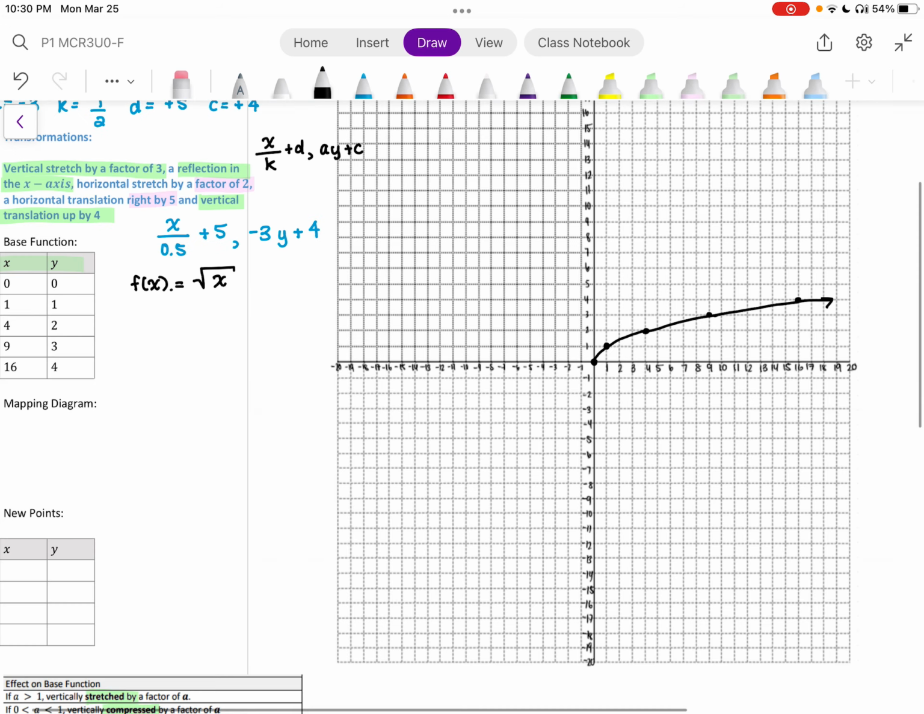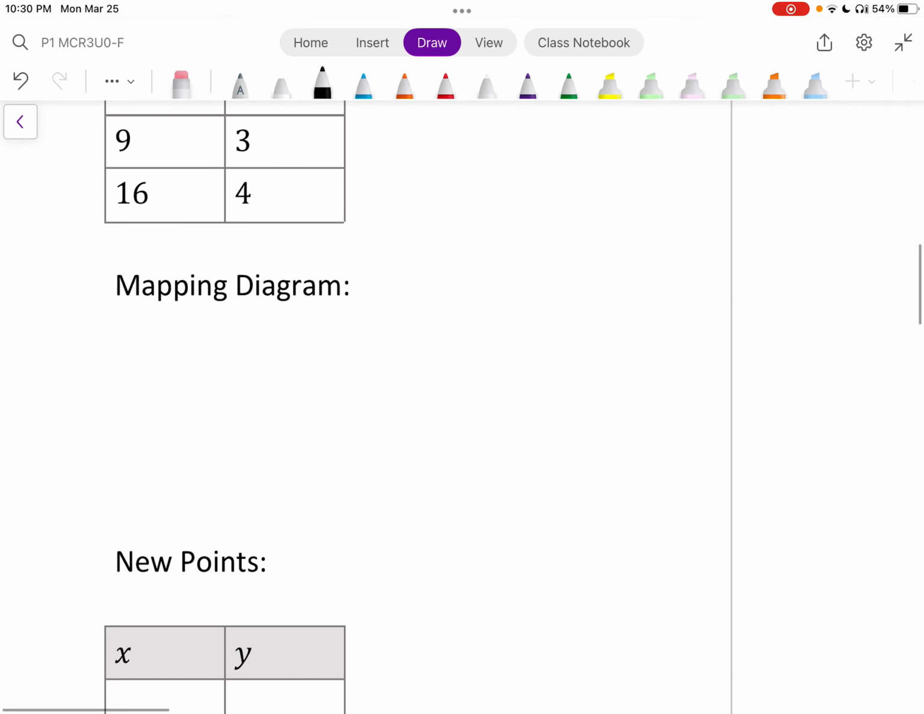Then what I do is I go ahead and find my mapping notation. We already did that, so we did x divided by k, which was x divided by 0.5 plus 5, -3y plus 4.